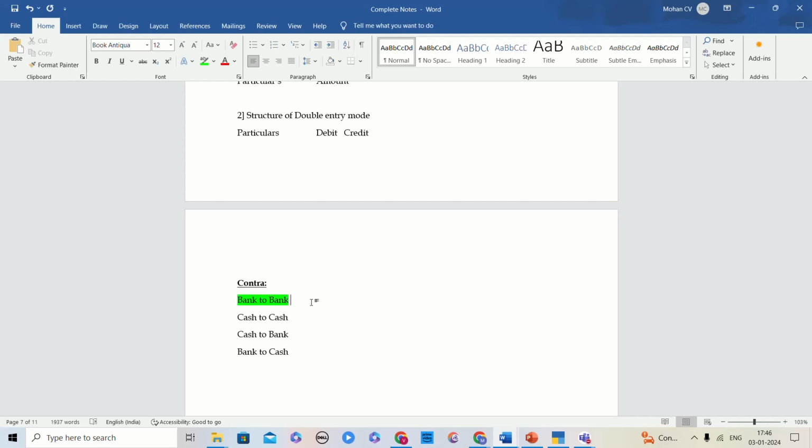Yeah, next one, cash to cash. For example, in LBS and Company, we have an operational manager and a HR manager. Assume that two managers are working. Being the owner of the company, I give some safety fund into the hand of the operational manager and some amount into the hand of the HR manager. For example, 1 lakh I give to the HR manager, 1 lakh to the operational manager.